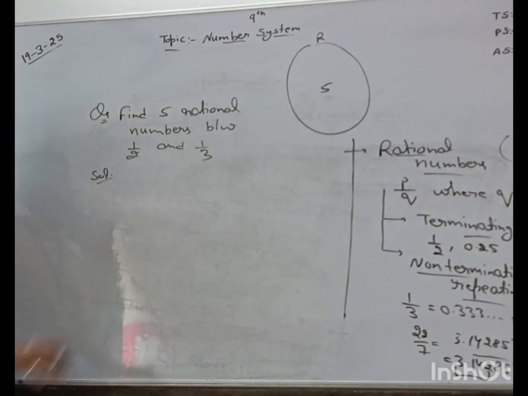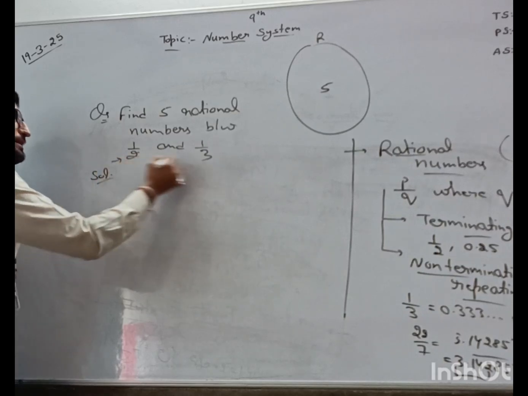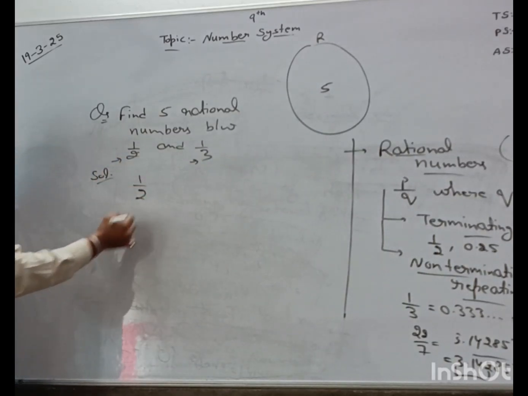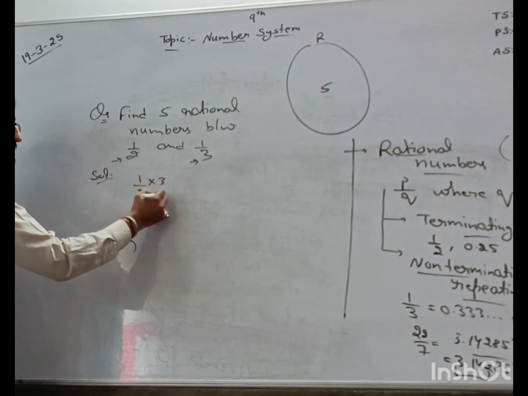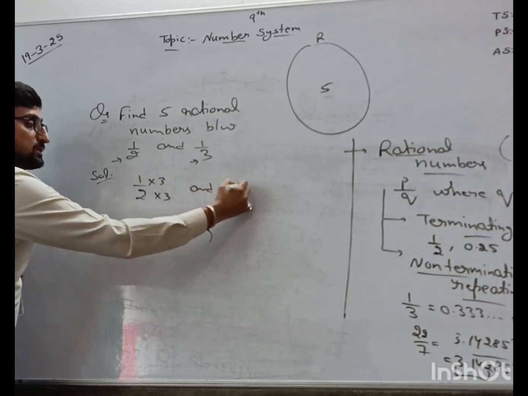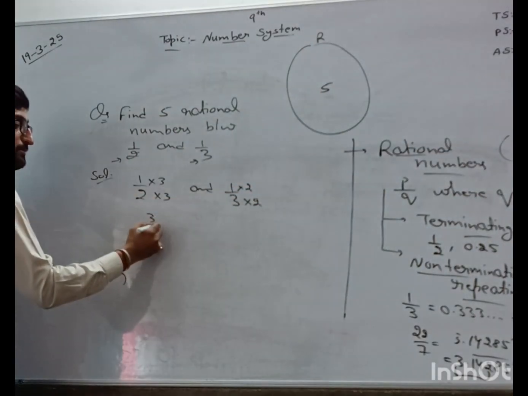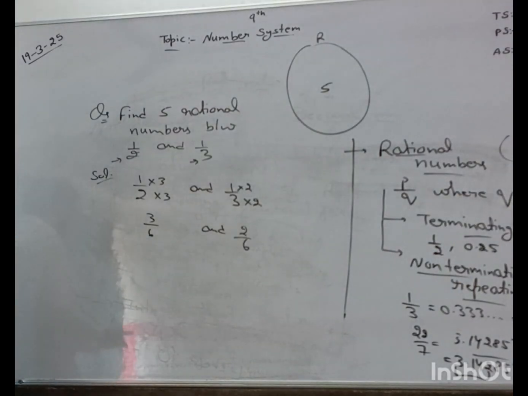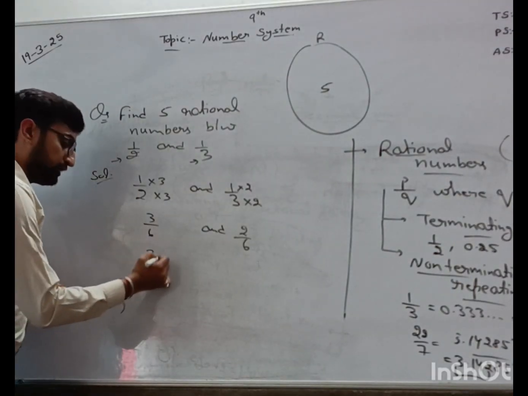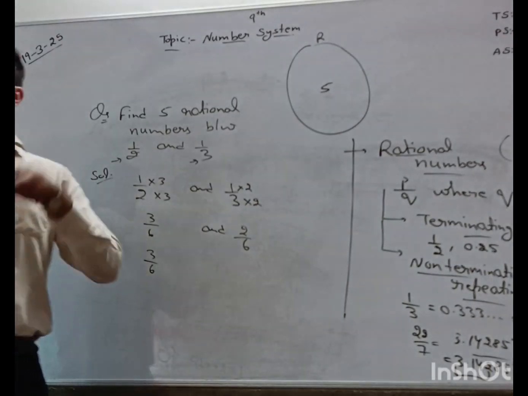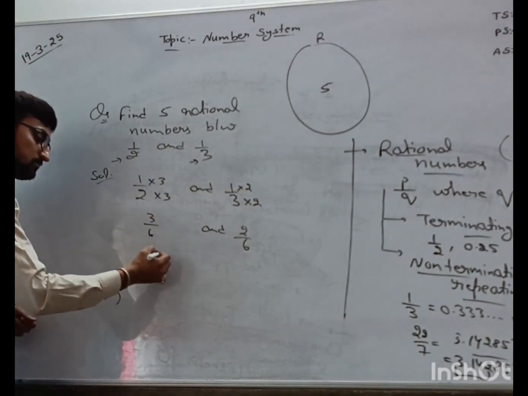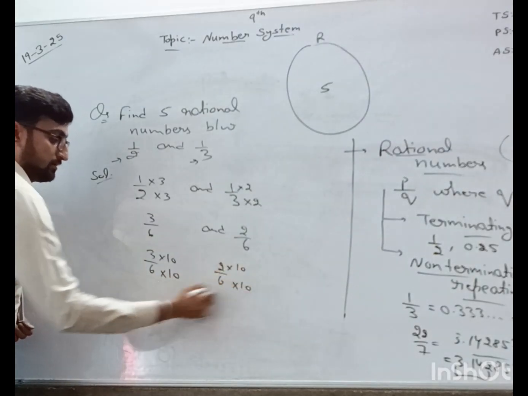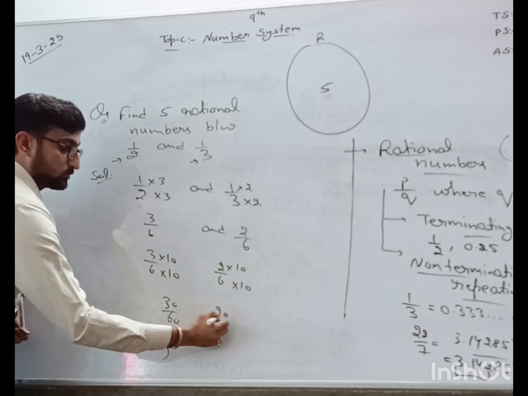To find 5 rational numbers between these two numbers, we first need to make their denominators the same. So for this we multiply and divide 1 by 2 by 3, and 1 by 3 by 2. So it becomes 3 by 6 and 2 by 6. Now, to find 5 rational numbers, we need to multiply by a number which is greater than 5 with these two fractions. Let us multiply and divide by 10 in both the cases. Finally it becomes 30 by 60 and 20 by 60.